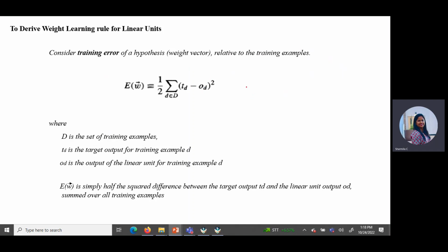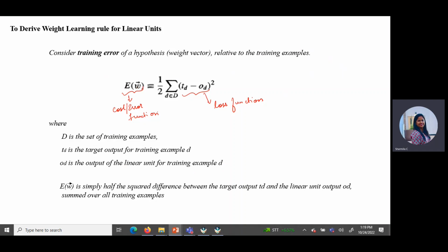So this is called the training error, where whatever we have here is considered the cost or error function, and what we have here gives the loss function. The training error of the hypothesis is what gradient descent uses. Gradient descent always gives the cost of the error function. The error function is computed where capital D is the set of training examples, TD is the target output for the training example D, and OD is the output of the linear unit for the training example D.